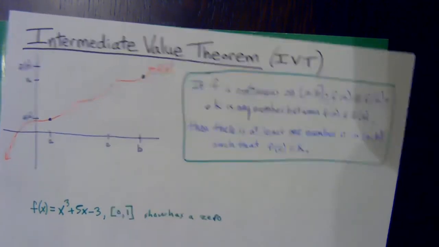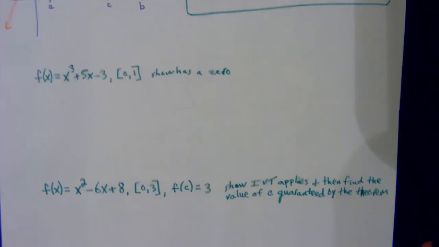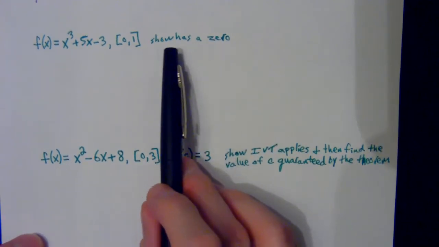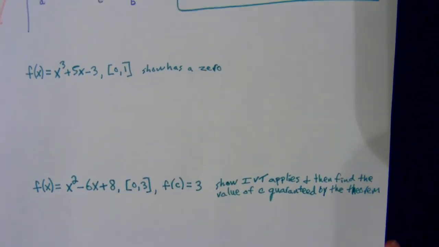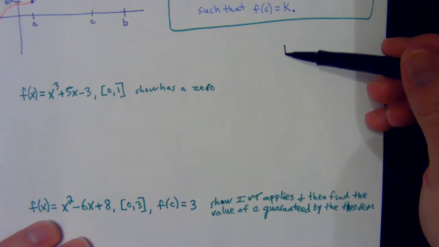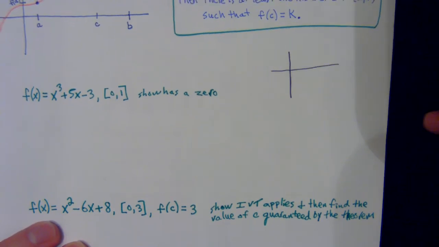Now, there's 2 different setups. The one just says show that it has a 0. The other one says show that it's equal to 3. So if it wants me to show that something has a 0, this is a special, easier case of the intermediate value theorem. Let's use some common sense here, right? Show that it has a 0, that's where it crosses the x-axis there.